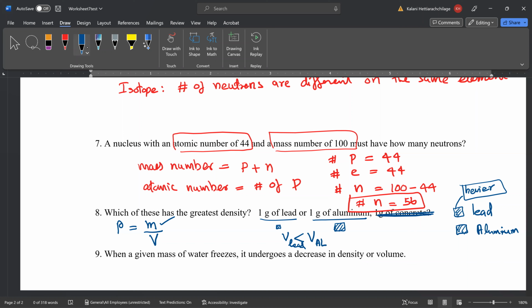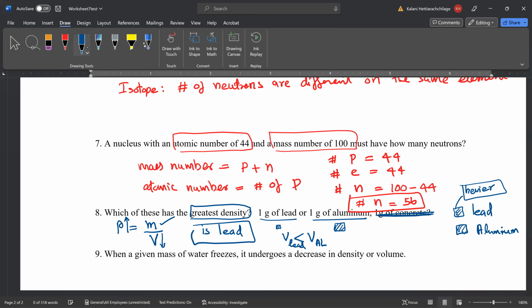So now what does that mean? What that means is the lead has less volume. When V goes down, that has the higher density. That means the one which has the greatest density is lead.